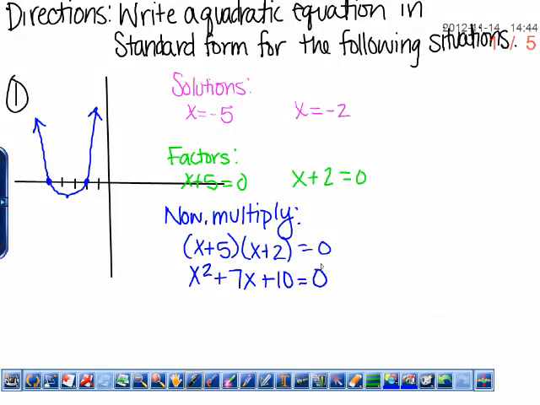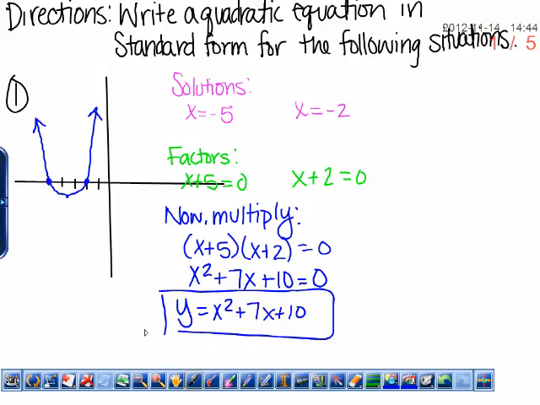You could have it equal to 0. You can also write this as y equals x squared plus 7x plus 10. Either way is fine. It's asking you for an equation in standard form. So it's got to be an equation. It can't just be an expression. Okay?